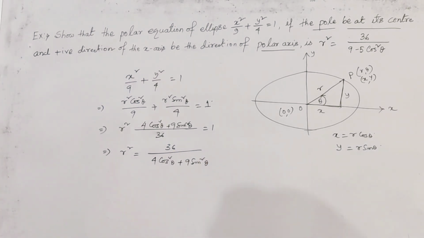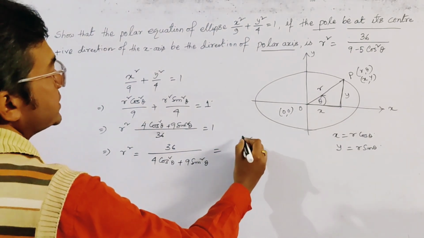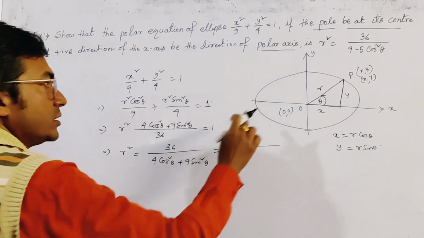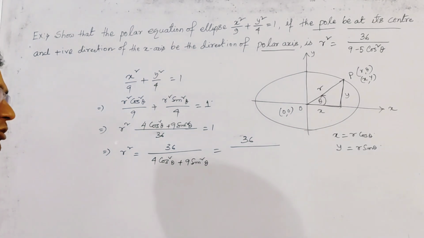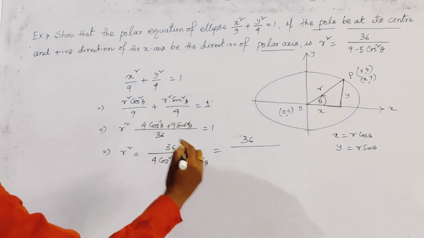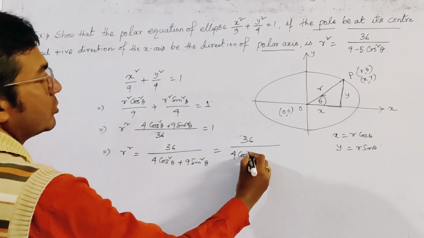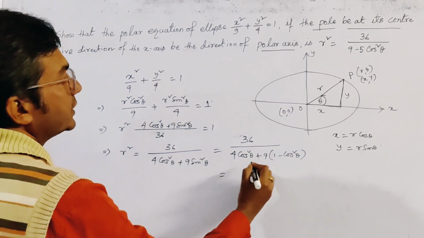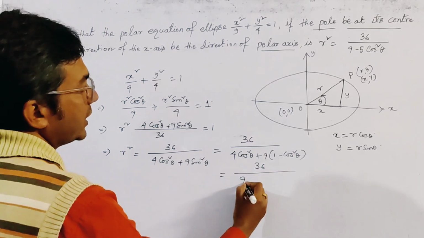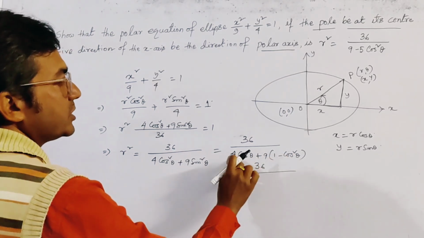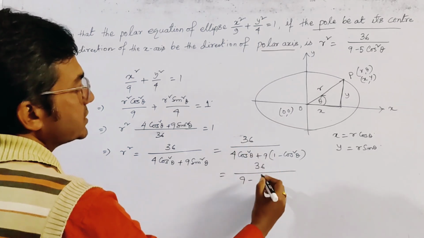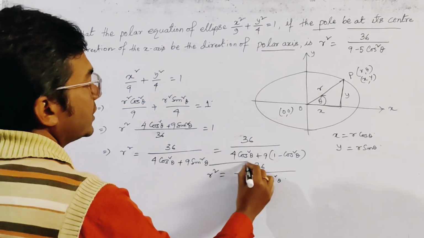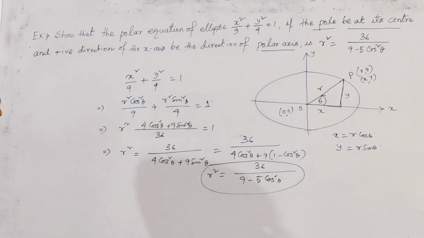Since in our proof there will be only cos theta, we change sin theta to cos theta. We get 36 by (4 cos square theta plus 9 into (1 minus cos square theta)), that is 36 by (9 minus 5 cos square theta), okay? And it is clear that this is our required proof.